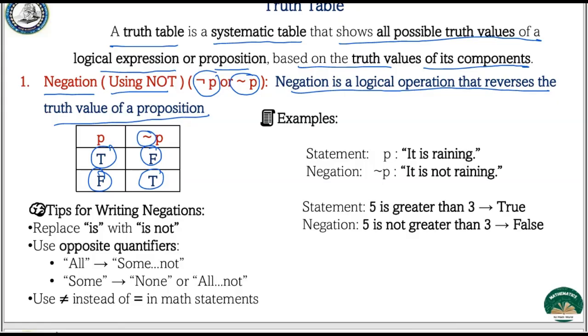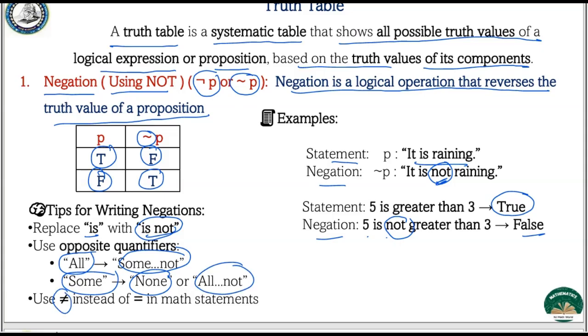And how do we write the negation of a statement? P: it is raining. So the negation of P will be: it is not raining. We should use not in the statement. Then the statement 5 is greater than 3. Yes, it is true. Then what is the negation of this? 5 is not greater than 3. It is false. Then some tips: we can replace is by is not, all by some not, some by none or all not, and equal by not equal. These are the words which we can use to negate statements.